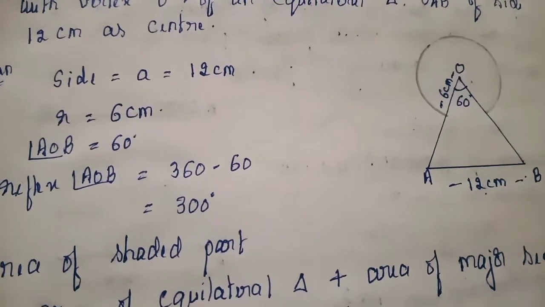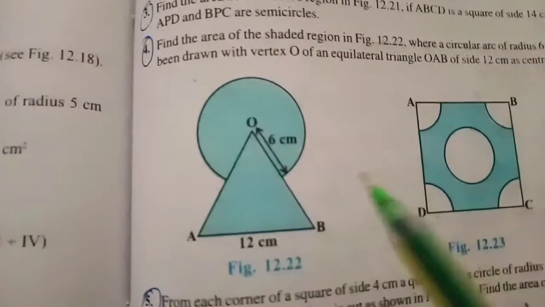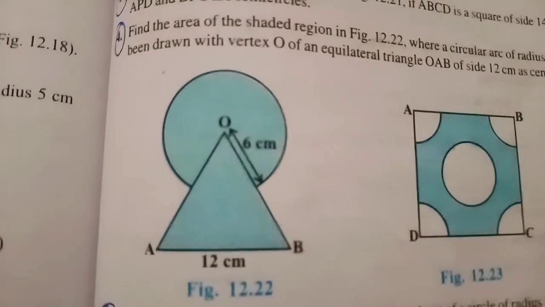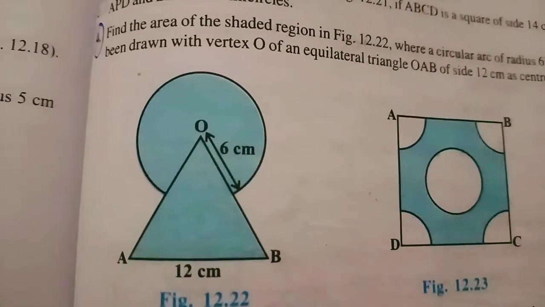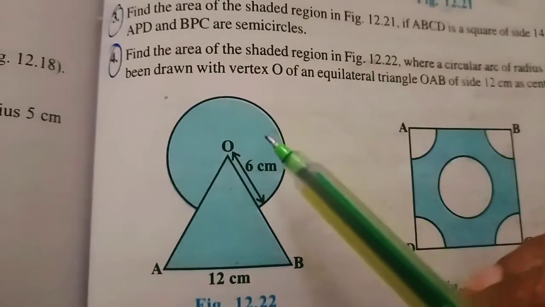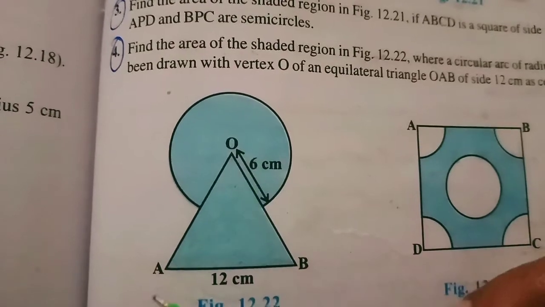Now where is the shaded part here? So let me show it in the textbook. You can see this diagram. All the full part of the diagram is shaded. Then how to find the shaded part? Any idea? You can see the full triangular part is shaded.